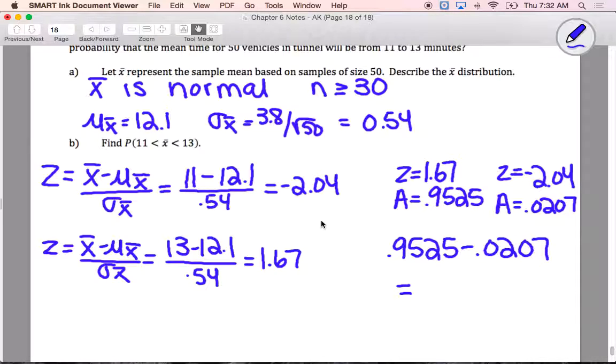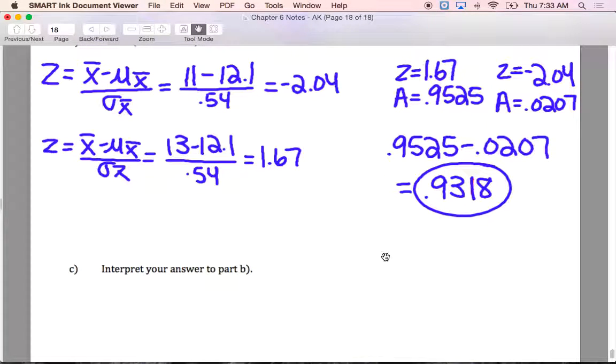So when I subtract those two, I get 0.9318. There you go. So that's my probability for 11 to 13 minutes. They want you to interpret your answer to part B. So they are saying 93.18% of the time they are between 11 and 13 minutes. So that means 93.18% of the time there are no safety hazards and they're moving at the correct speeds they should go.